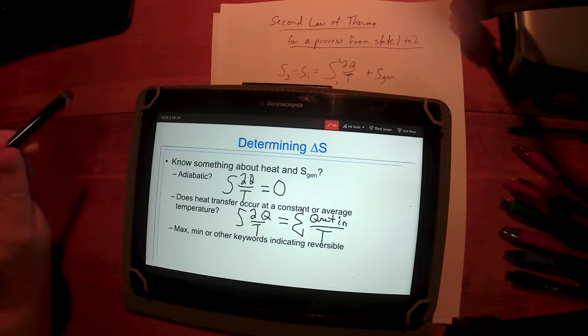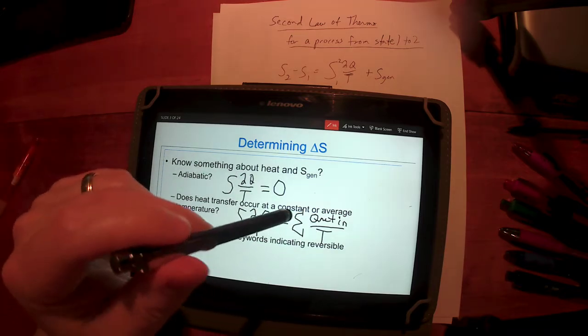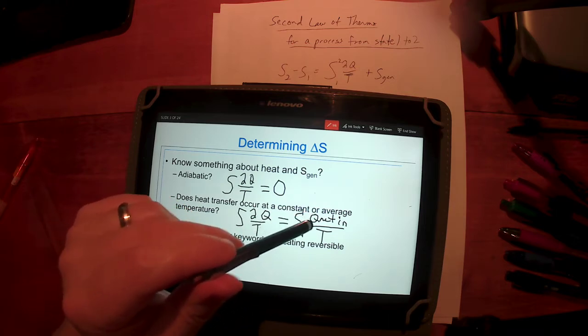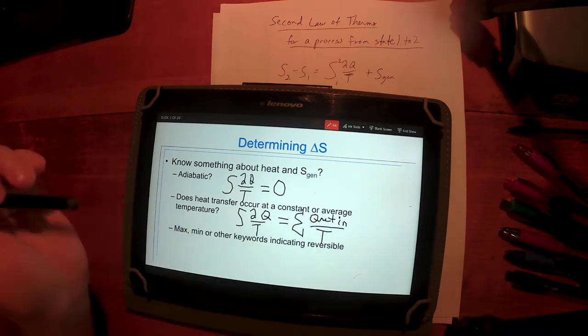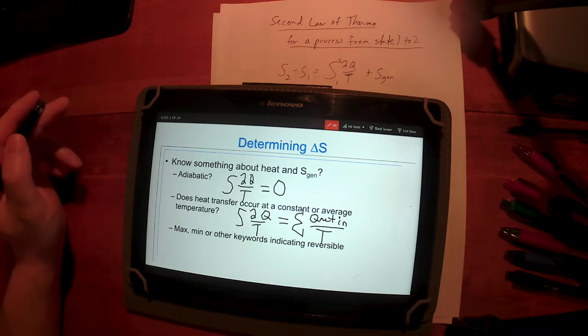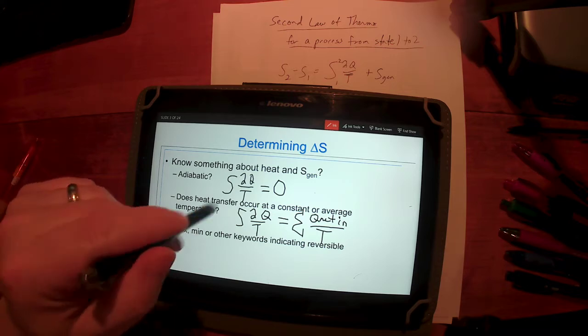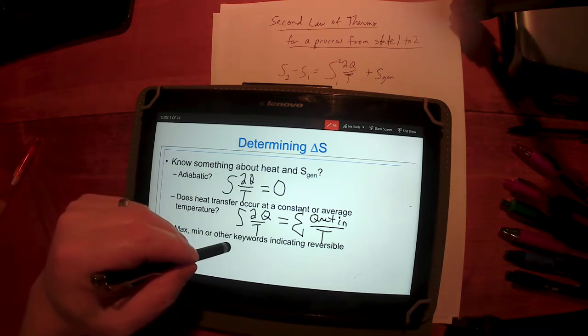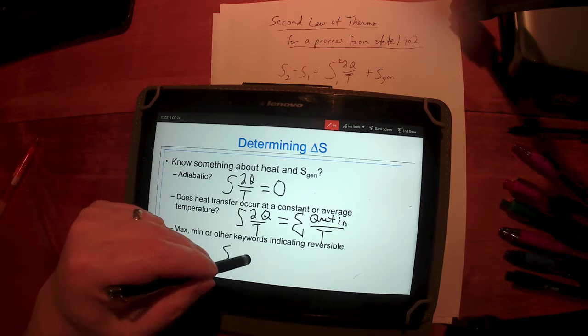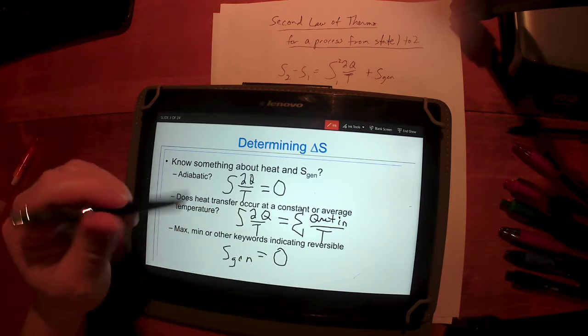So the integral is more general, but it is a bit overkill for an introductory thermal course like this. A lot of texts will just simply say sum Q over T. So add up all heat transfer divided by the temperature at which that heat transfer occurs. Max and min are normally dead giveaways that I'm dealing with a reversible situation where there's no entropy being generated. Now that's not always the case.